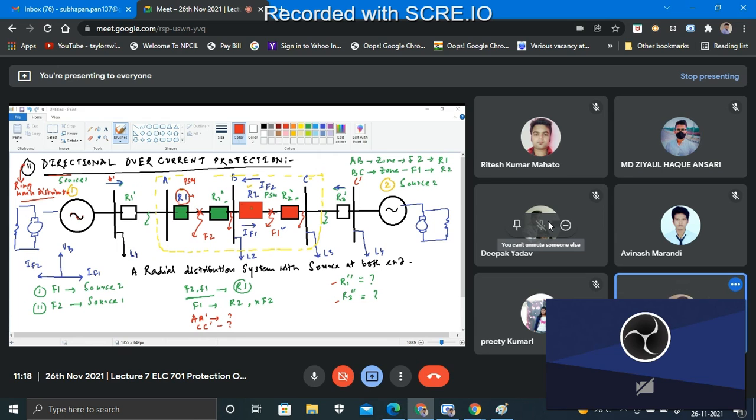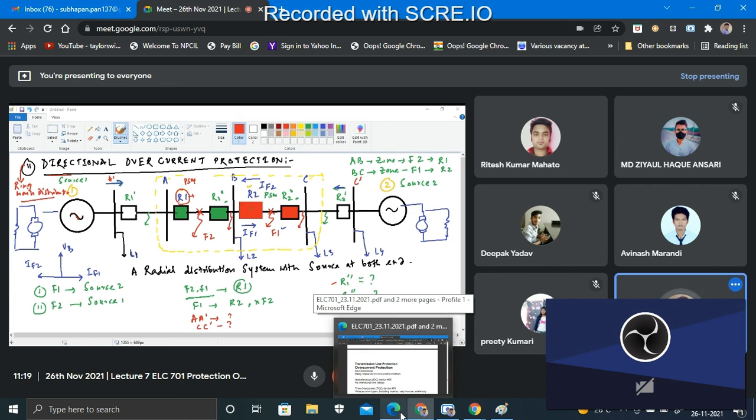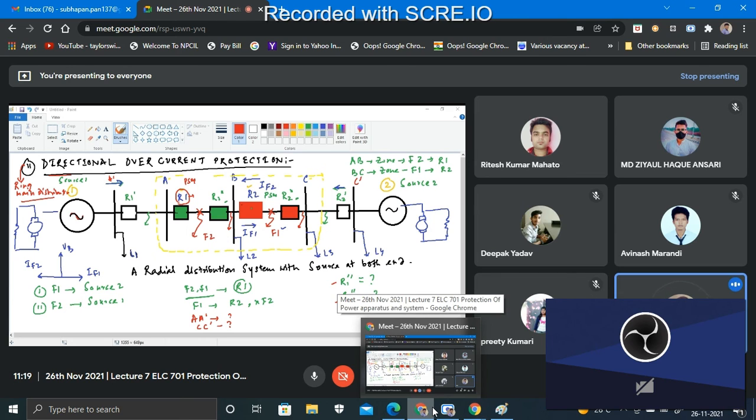Ritesh? Yes, sir. More than two generating stations, like a grid. Yes. Actually, ring main distribution is used if we are considering more than one source connected. So for those cases, we use the ring main distribution system, not the radial distribution system.